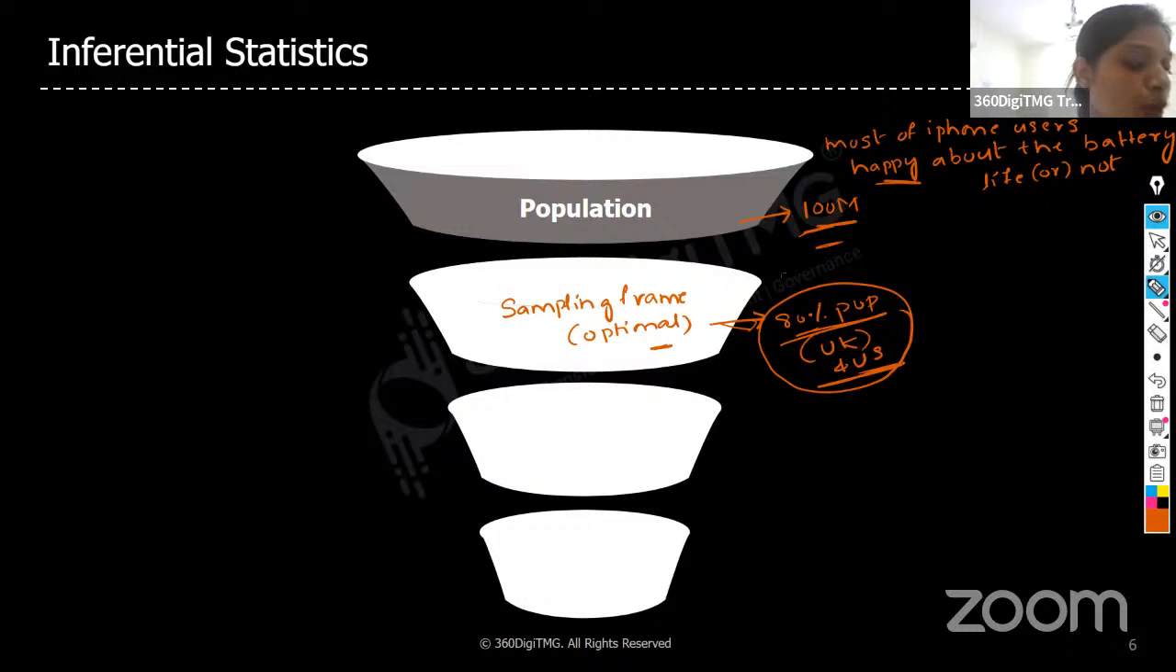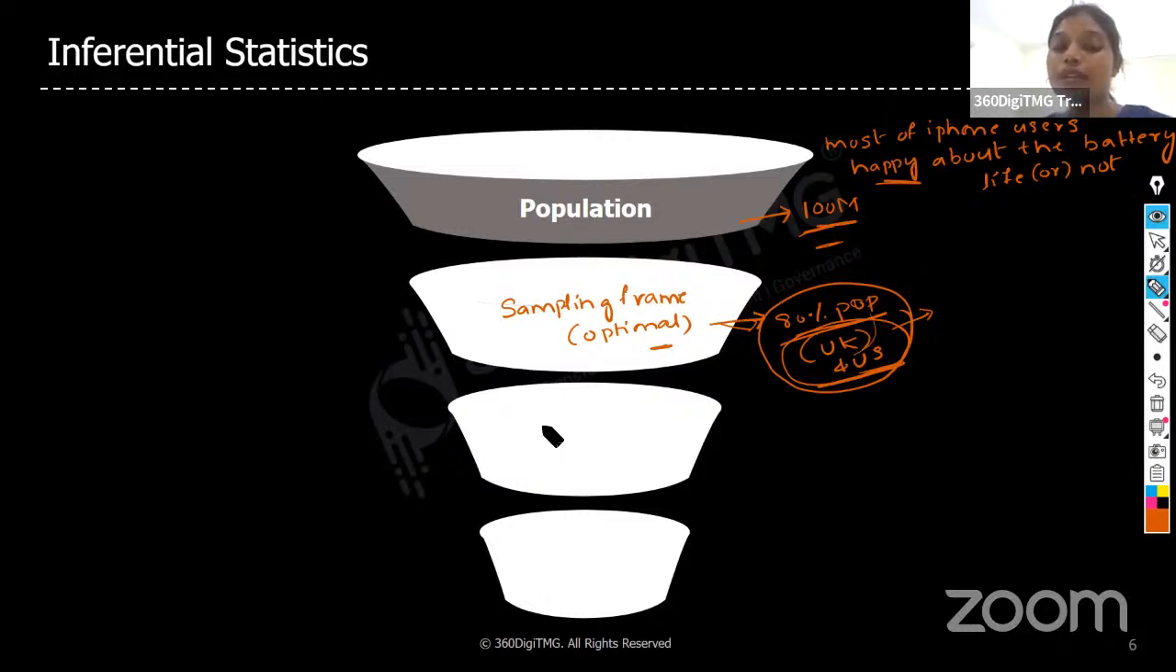So the sampling frame is optional, as I told. In our example, 80% of the population comes under the UK and US. So we can just examine these customers and get most of the output regarding this battery life, whether they are happy or not. So this is nothing but a sampling frame.